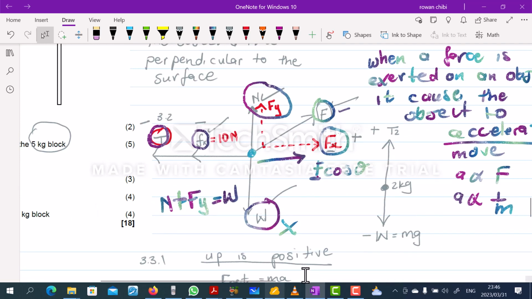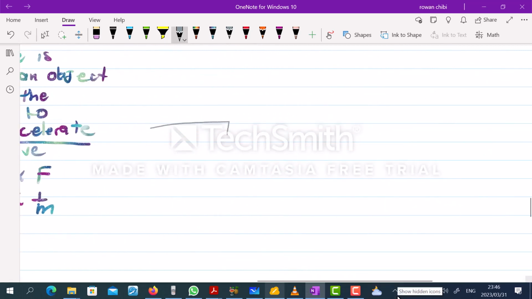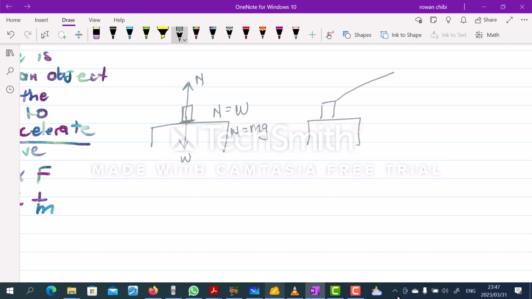In a stationary object, normally, when you have an object on the surface which is just stationary there, the weight of this object is normally equal to the normal force. In this case, we said the normal force is equal to the weight, which means that the normal force is equal to mg. But now when you have something like this, you have an object with a diagonal force acting on the object. Now you can't just say the normal force is equal to the weight.